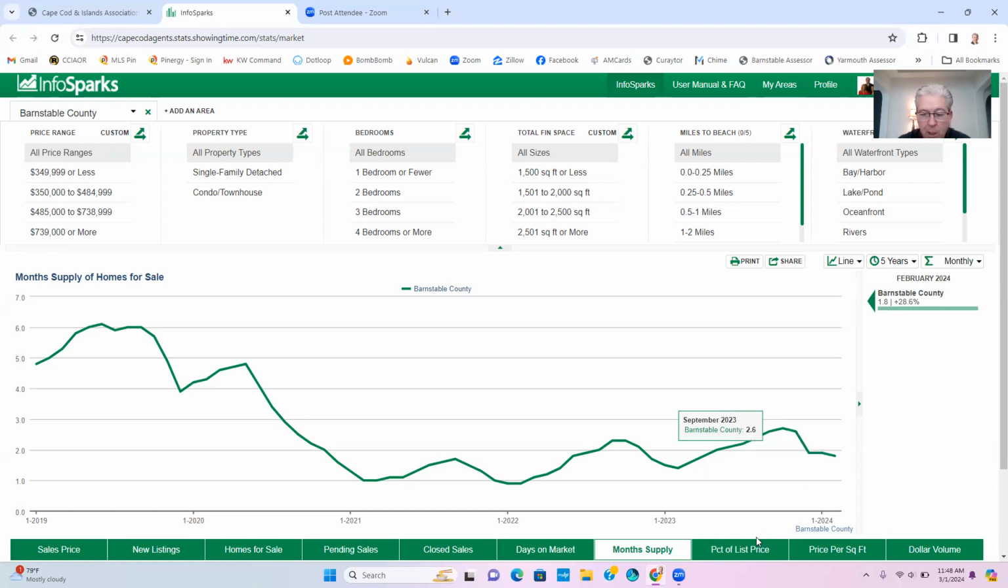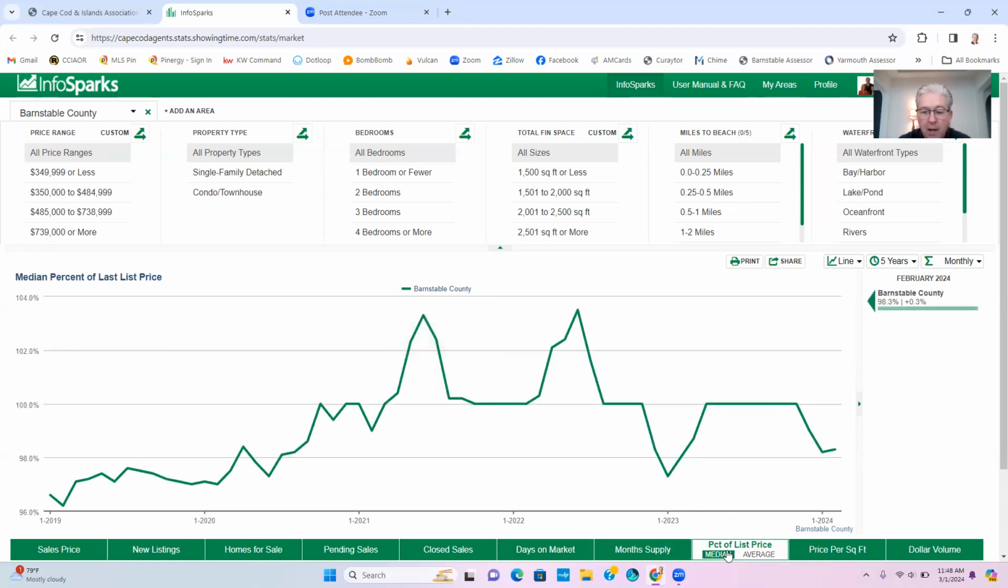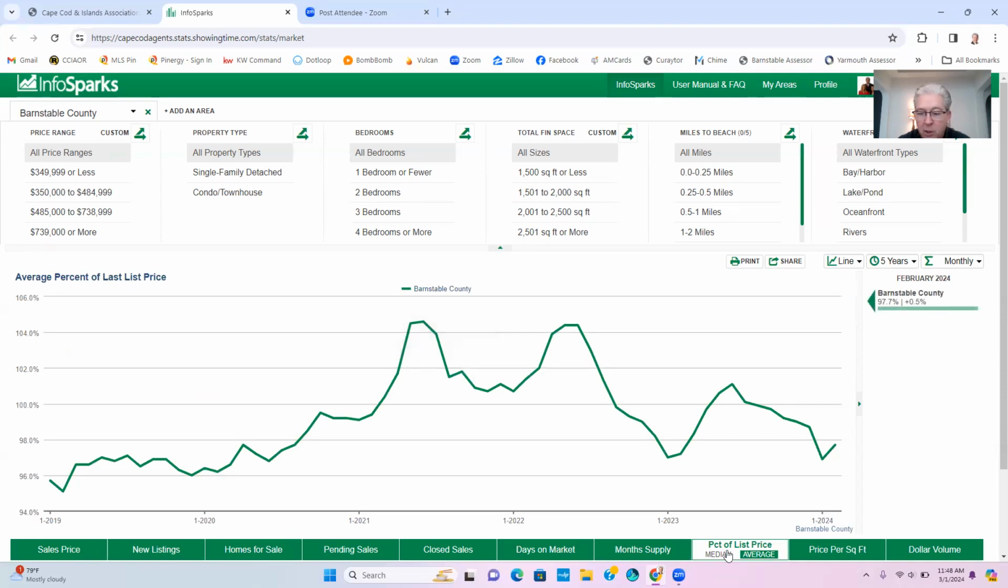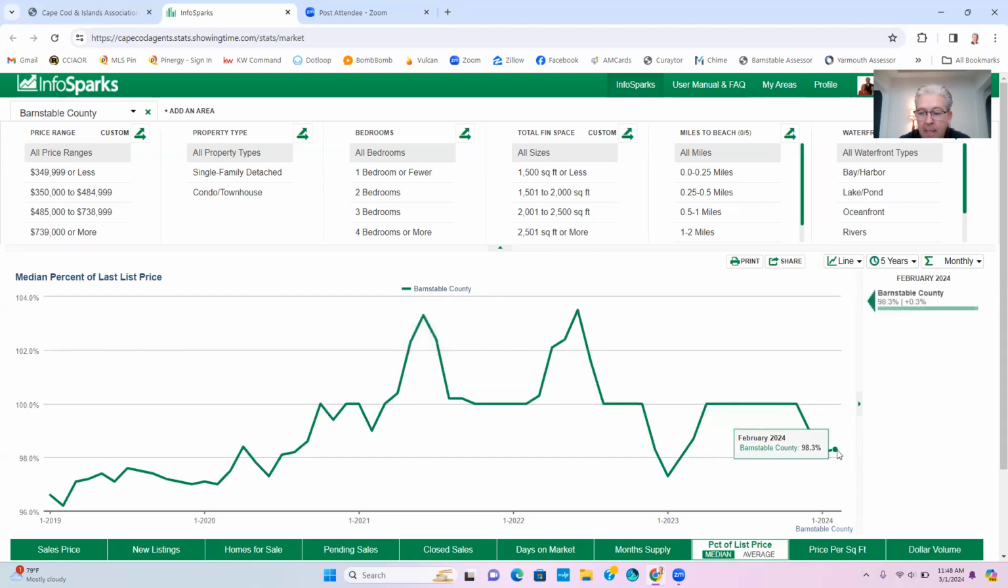So the next sector we want to talk about is percentage of list to sale price ratio. And that is 98.3. In January, it was 98.2. It went up a tenth of a point, which really isn't that much. We'll call that a push. So this sales to list price ratio, for any new viewers, what that means is if you put your house on the market for $1 million, you'll get $980,000 for it, according to this particular stat for February.